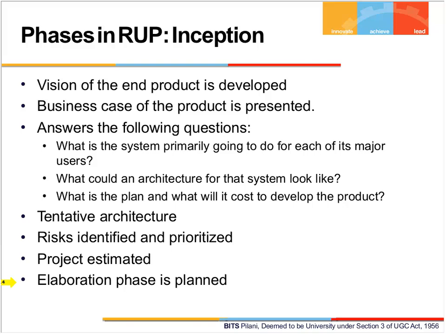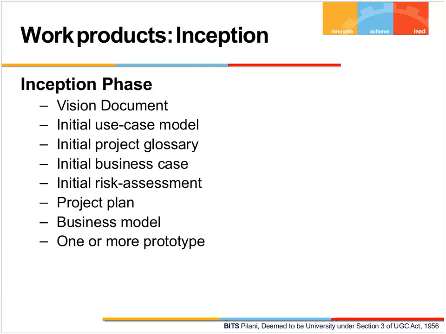And coming to the work products that are created in the inception phase, this is the complete list of the work products which are created in the inception phase. There's a vision document, the initial use case model, a project glossary, right? If you go through your book, you would find a detailed project glossary template as well, right? Then there is the initial business case, assessment of the risk, project plan, business model, as well as one or more prototypes, if required, right?